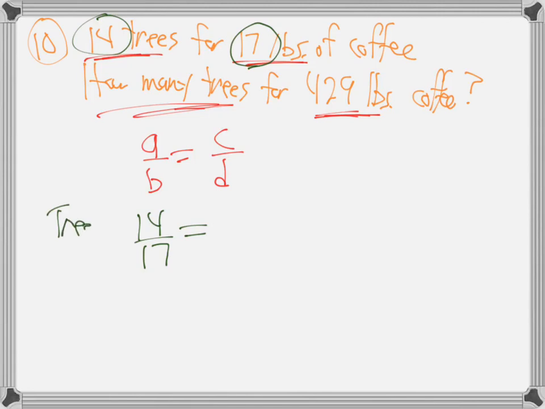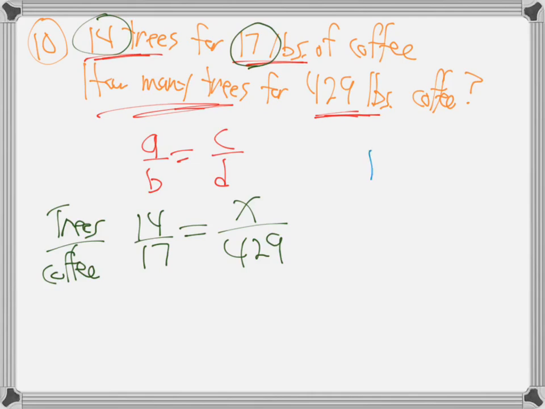It might help you. You don't have to write the units down. But it might keep you straight. Trees and coffee. 14 trees, 17 pounds of coffee. Other side, X trees for 429 pounds of coffee, huh? Like that. Make sure you just get this. Sometimes the X is on the bottom, sometimes it's on the top. Just sort of depends.